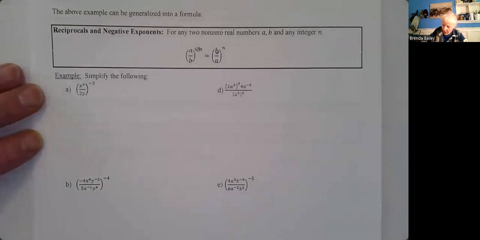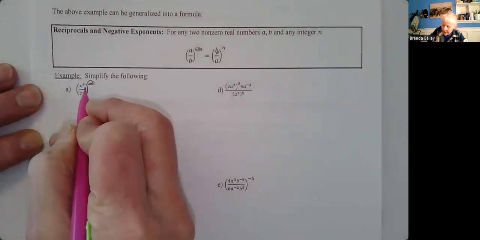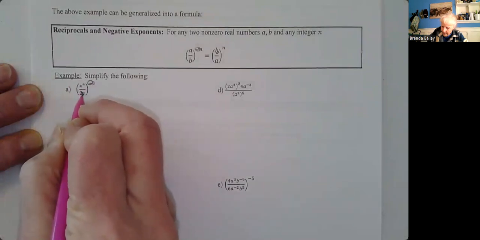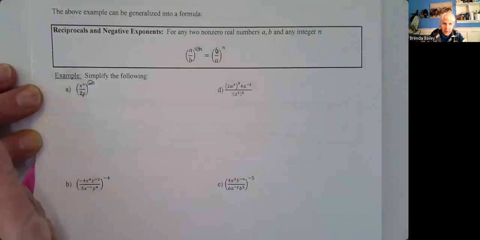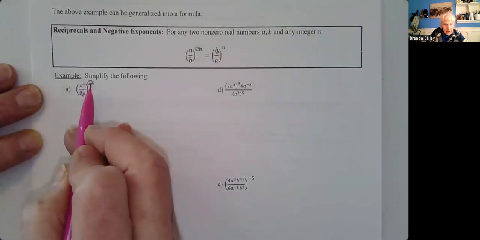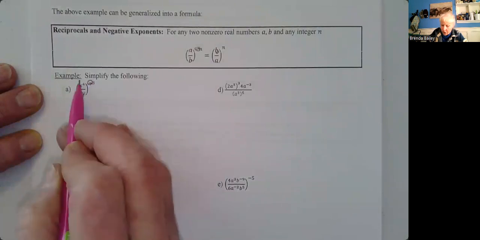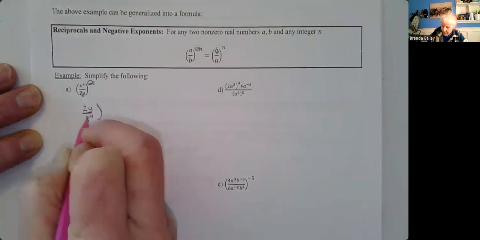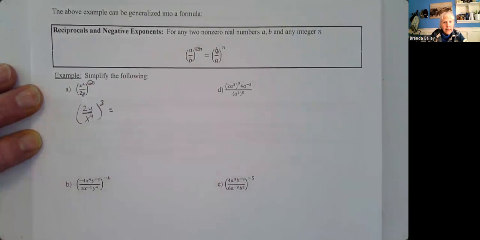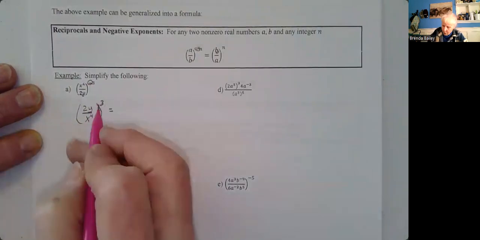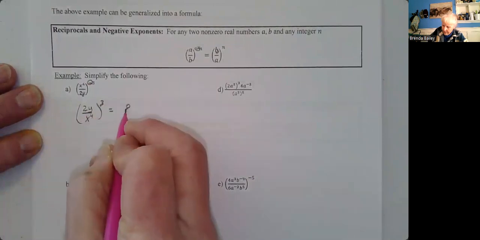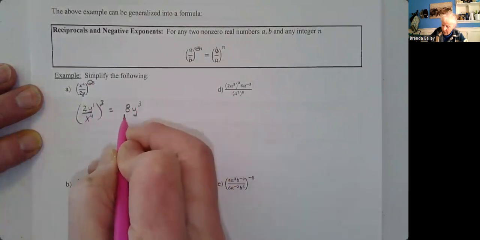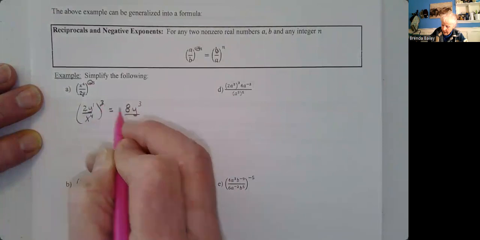Okay, looking at A, we're going to take care of the negative because there's nothing to do in the parentheses, and it's x to the 4th over 2y. No simplifying can be done here. So here, this is going to take the reciprocal, or it's going to change position. 2y over x to the 4th, to the 3rd. Now we take care of our third. 2 to the 3rd is 8. 1 times 3 is 3, using our power to a power rule. 4 times 3 is 12.